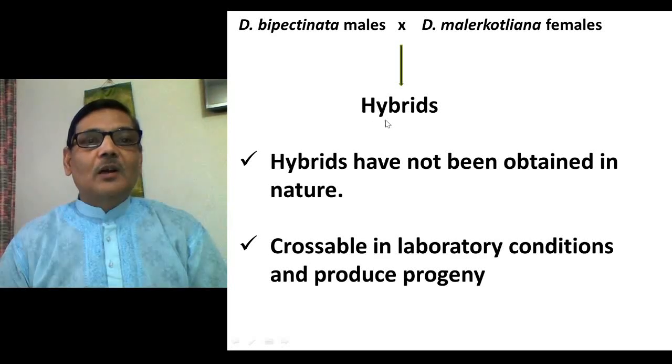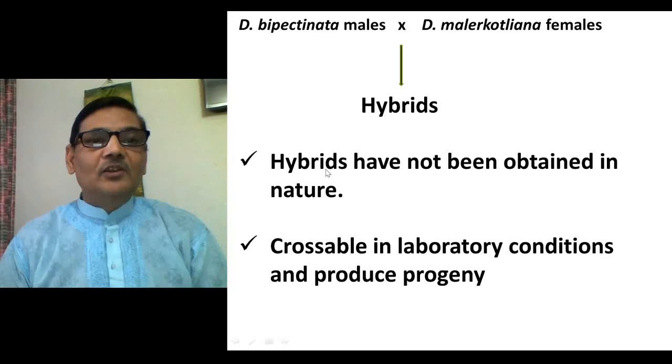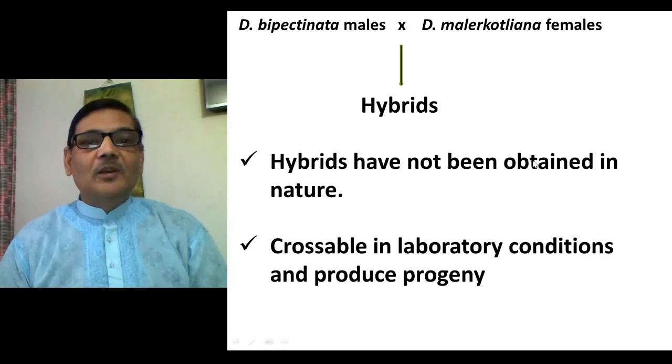So when you observe these hybrids, you will find that male hybrids have not been obtained in nature. This I told in the beginning, that people have collected flies from nature, and since hybrids possess features of both the species, such hybrids can be identified, but so far people have not been able to identify such hybrid males. But they can be crossed.